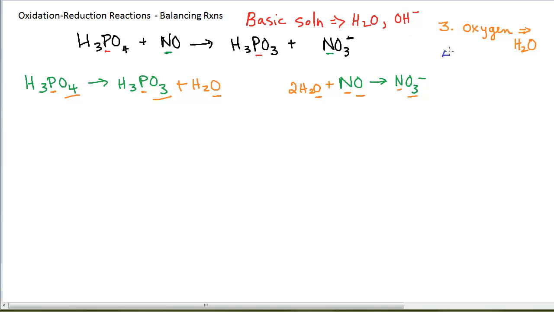The 4th step is to balance the hydrogen with H+. Now this is not an acidic solution. These H+ are not going to stay in my reaction because they can't be present in a basic solution. But we still use this step to balance. In this case I have 3 hydrogens on the left. Notice I have 5 on the right. That means I need 2 more H+ on the left. I'm kind of squeezing it in.